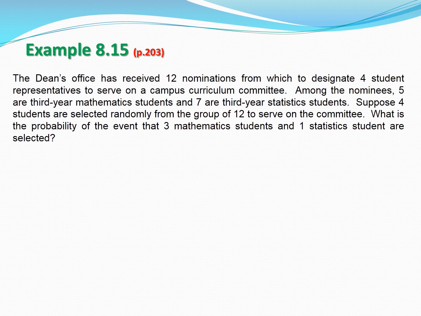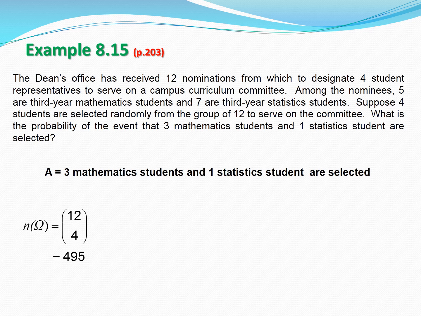Okay, we have a probability that we want to determine again. So we need to determine the number of outcomes in event A and the number of outcomes in our sample space. Let's start with our sample space again. We want to select 4 students from a possible number of 12 students. So our number of outcomes in our sample space will be 12 combination 4, which will be 495.